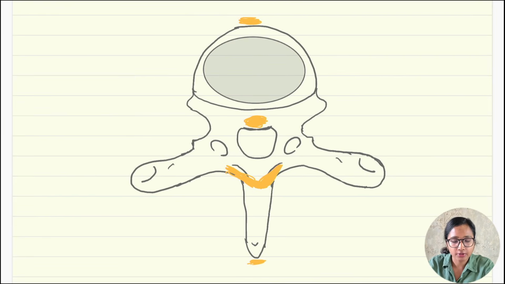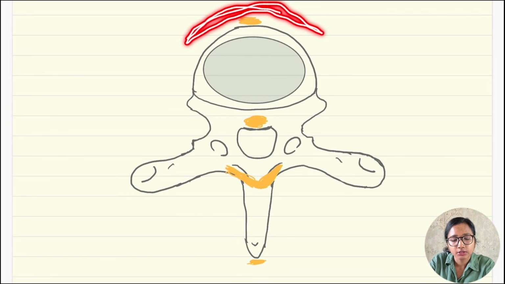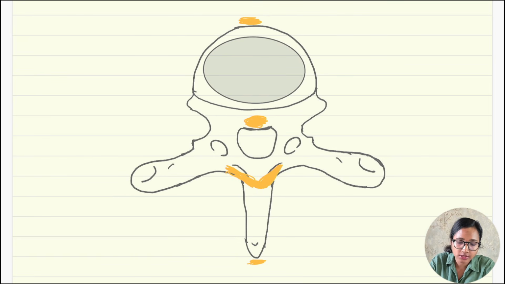If we have a cross section or transverse section, so if we see, this is the anterior region of vertebral body and this is anterior longitudinal ligament. Posterior to the vertebral body lies the posterior longitudinal ligament. This is the ligamentum flavum. Above the spinous process and below the spinous process will be the interspinous ligament, and posteriorly will be the supraspinous ligament.